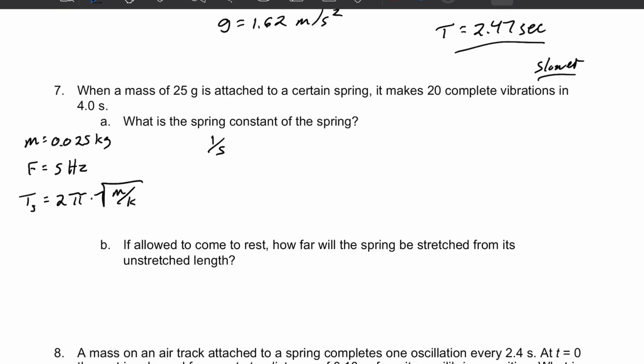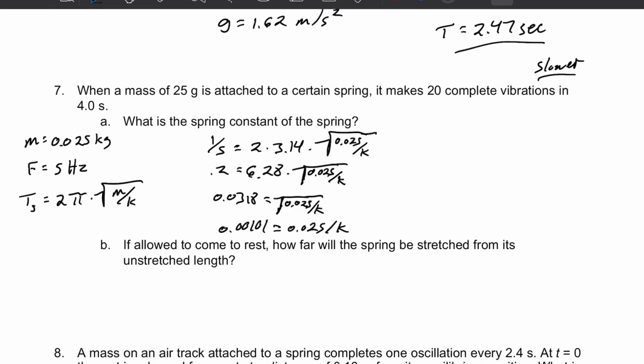So now we put this in our formula. If our frequency is 5, our period is 1 over 5, which is equal to 2 times pi, or 2 times 3.14, times the square root of 0.025, the mass in kilograms, divided by k. We can show the calculations here, but once we do the calculations all the way through, we should get 24.65 is equal to our spring constant.